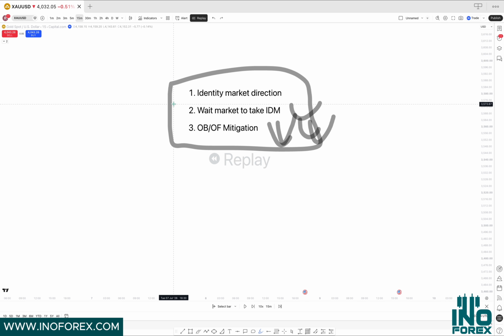So we're going to jump to the chart, and I'm going to explain all those steps on the chart. Each step is very simple, you will understand. So let's go to the chart.